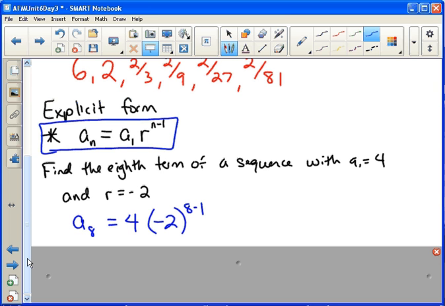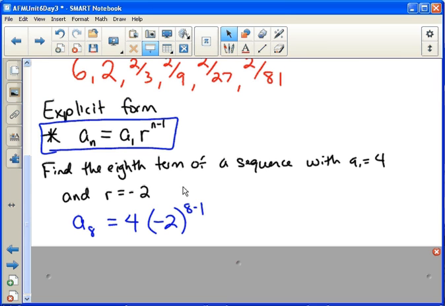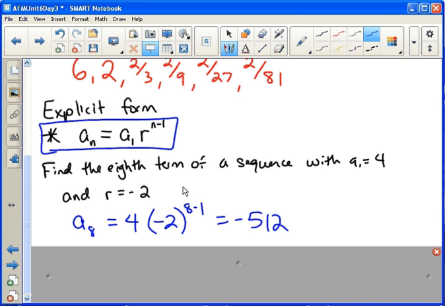So then we can use the calculator, plug that in, 4 times -2 raised to the 8 minus 1. Oh, 1 second, sorry, I need some parentheses there. You obviously could just type in 7 for the exponent if you want to. We get -512. So the 8th term in this sequence would be -512. So once again, the formula that I have outlined in blue there is good for two things.